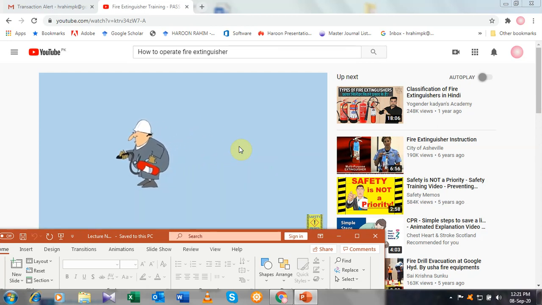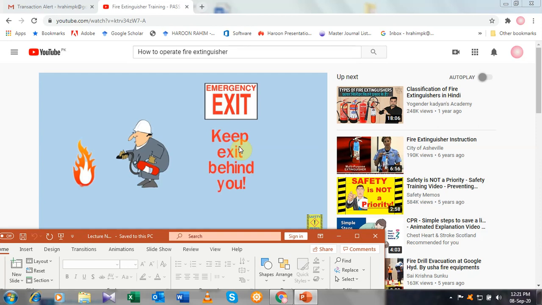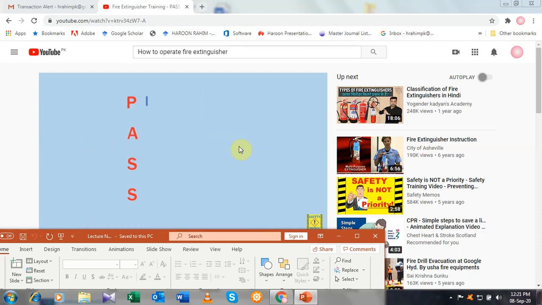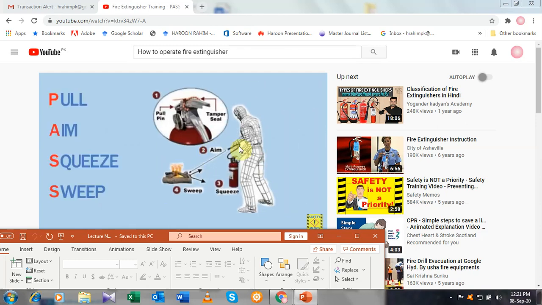And we have to operate it in case of a fire hazard. First of all, we should take the emergency exit. Keep the exit behind you, and one of the gates is declared as the emergency gate or exit gate. The first step is pull, the second one is aim. Pull the pin. Break the tamper seal, which is not easily done.